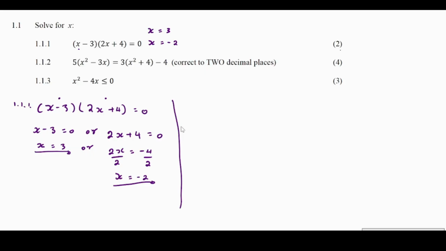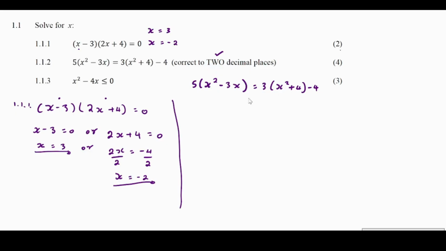And then 1.1.2, let me just rewrite the question. We have 5 into x squared minus 3x, this is equal to 3 into x squared plus 4, minus 4. They say we must write our answer correct to 2 decimal places.